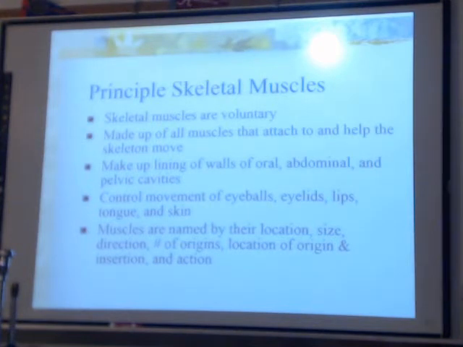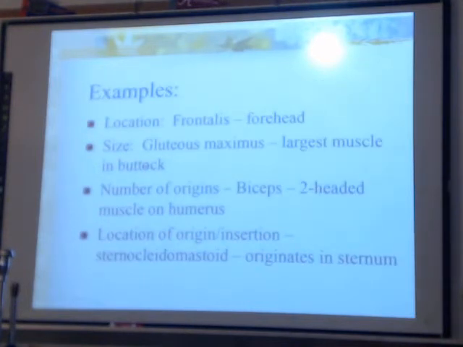When you were doing your muscle man, you saw the orbicularis oris and the orbicularis oculi. Well, orbicularis means that it is circular, and that muscle around the eye and around the mouth looks circular. So that would be named based on its shape. Some examples are the location: frontalis is in the forehead. Gluteus maximus is the largest muscle. That's the one based on size, and that's in your behind.